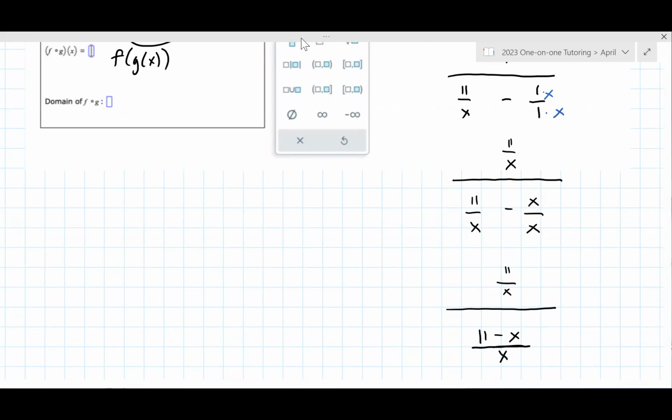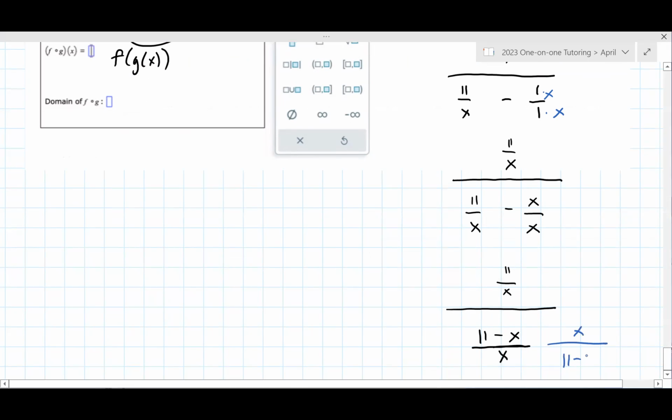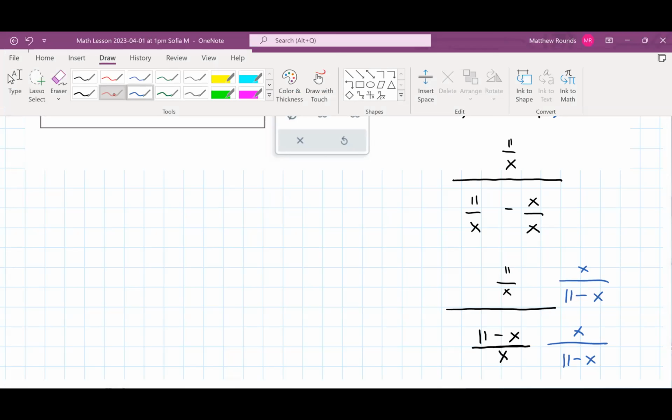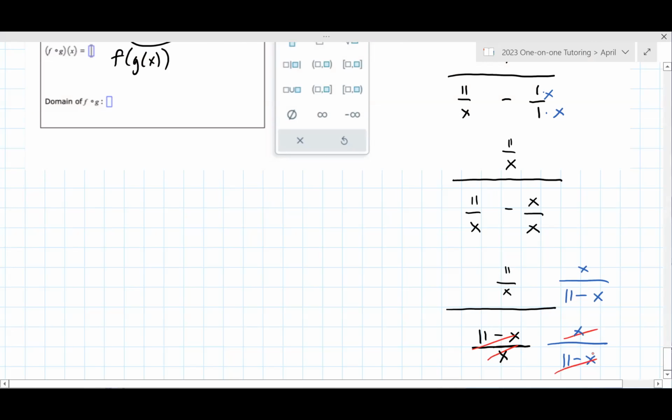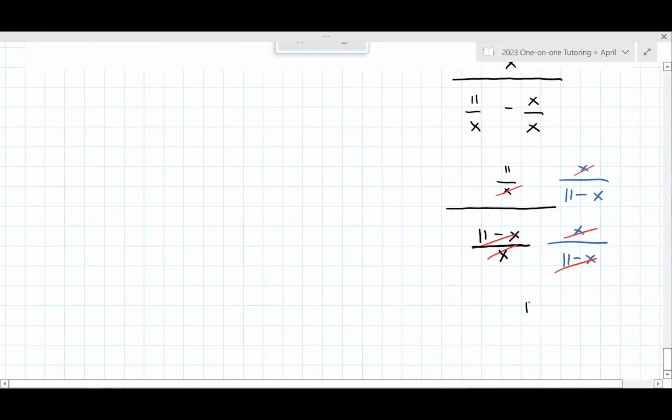Now you can multiply by the reciprocal. On the bottom, everything cancels, and that's always the case. In the top, the x's cancel, and you're left with 11 over 11 minus x. Anything you need me to clarify on that before we move to domain? No, I see it. It's just a lot of canceling out, but it makes sense.